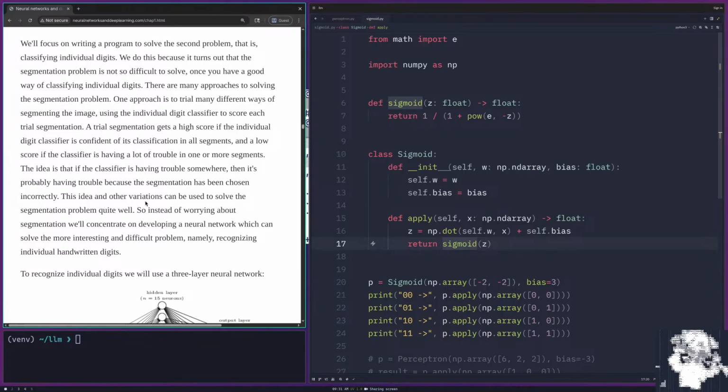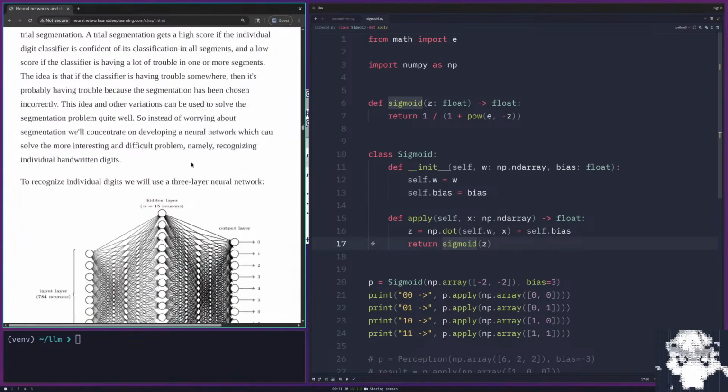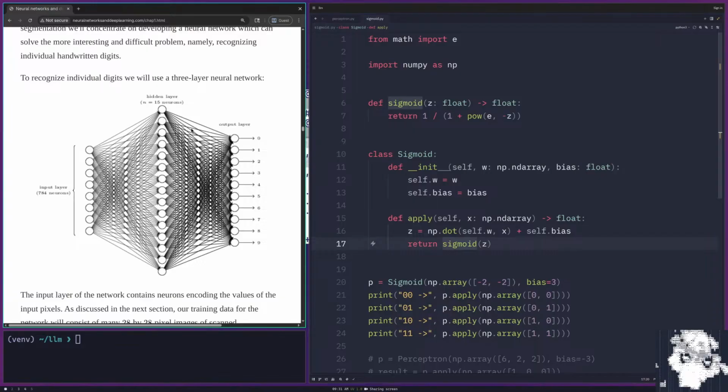So instead of worrying about the segmentation, we'll concentrate on developing a neural network which can solve the more interesting and difficult problem, namely recognizing individual handwritten digits. To recognize individual digits, we will use a 3-layer neural network.